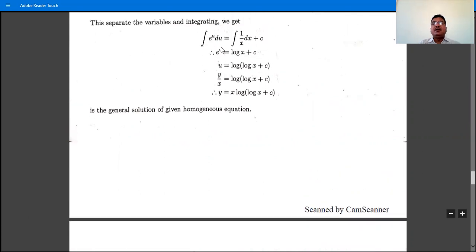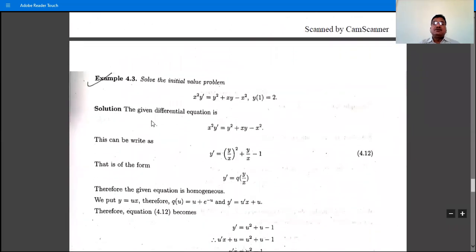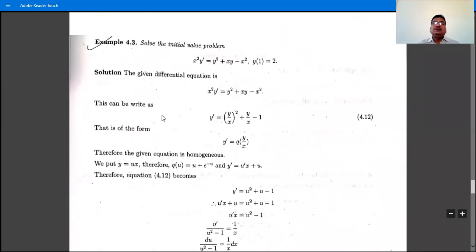Now, just after integration, substitute this u as y by x, or v as y by x. So e raised to y by x is equal to log x plus c, and it is the final answer, the general solution of the given differential equation. We'll see the remaining problems of the same type, homogeneous differential equations, in the next lecture.